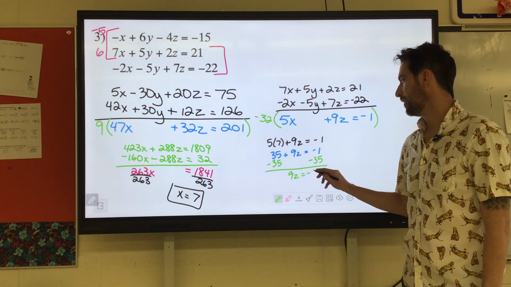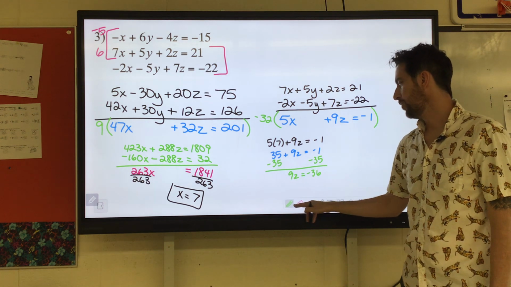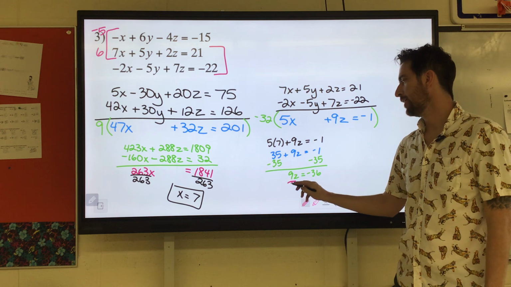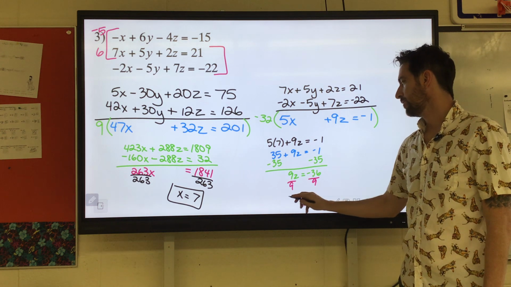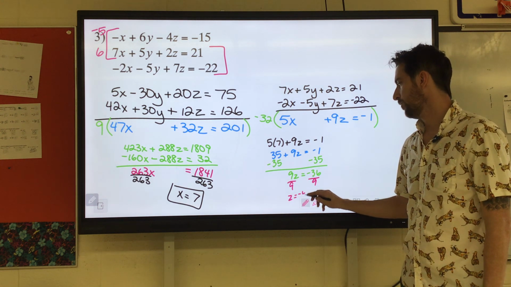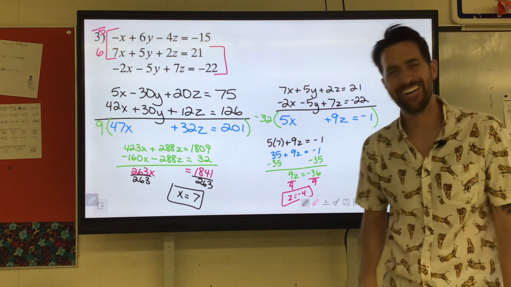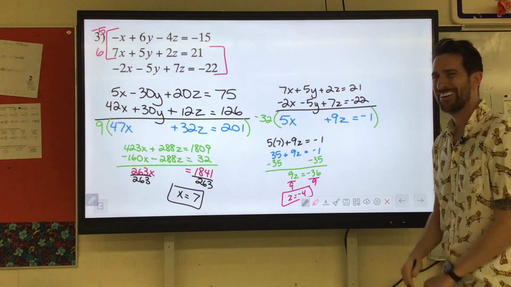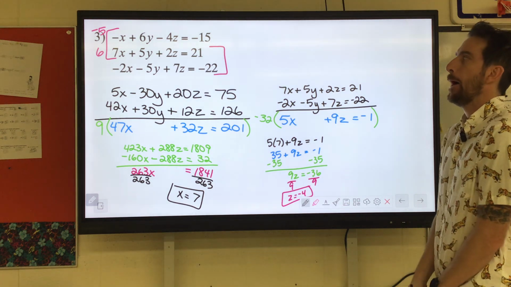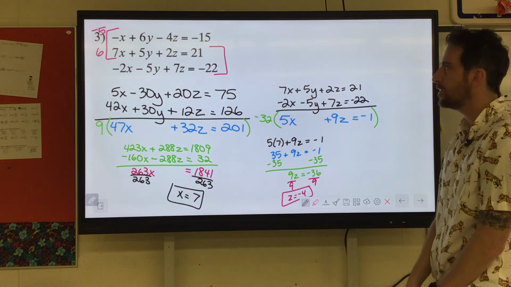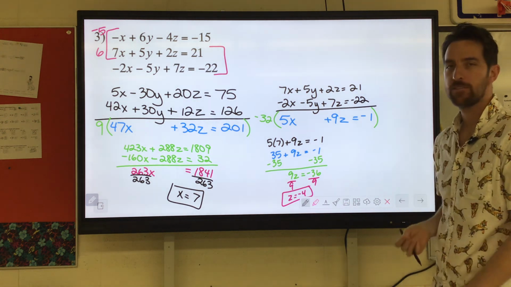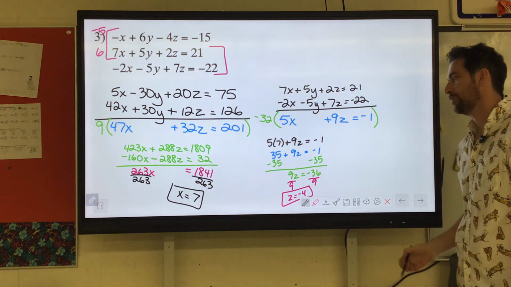9z equals negative 36. Oh yeah, you know we're going to divide it by 9. Z equals negative 4. We're still looking for that y. Why? Because we got to finish the problem. They all look pretty brutal. I'm going to go with the second equation, the 7x plus 5y.